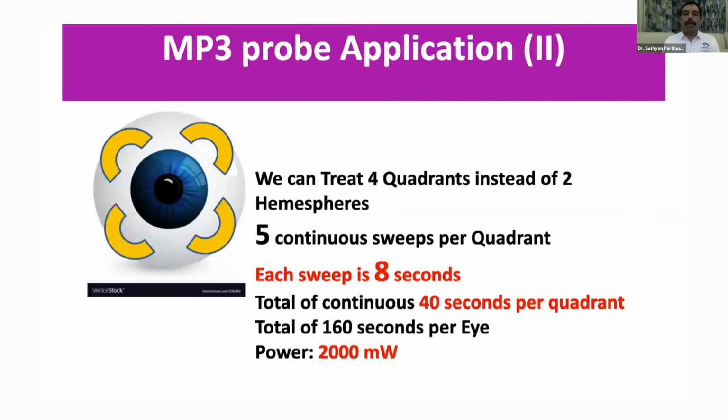When you're looking at quadrants, you can also use a 4-quadrant technique. When you do the 4-quadrant technique, you use only 5 sweeps per quadrant. Each sweep is about 8 seconds. The total duration and the power have no change.